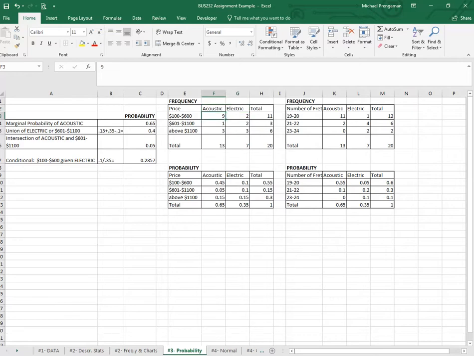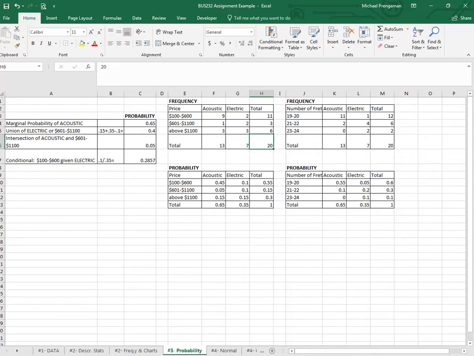there are 9 guitars which are acoustic from $100 to $600. There are 2 electric guitars that are in that same price range, and there's a total of 11 guitars in that price range. Among the acoustic guitars, there are 9 guitars in that first price category, 1 in the second, and 3 in the third, for a total of 13. The sum of all of these 6 cells is going to equal 20.